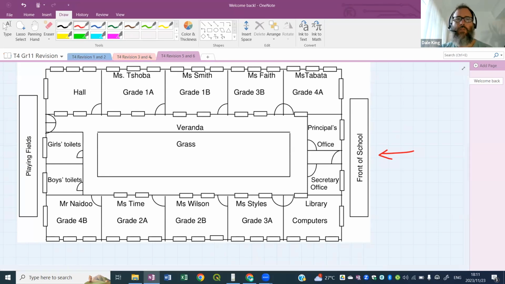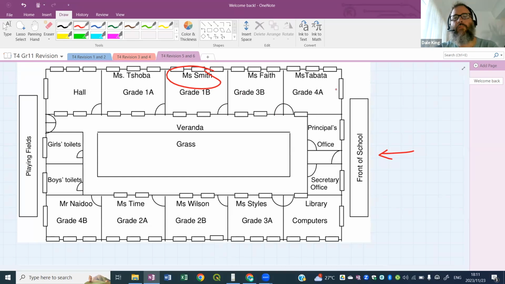All right. Well, help us out one last time here tonight. We need to give this young grade one learner directions to get to her class. Lisa has to go through the front of the school to get to Miss Smith. Miss Smith is over there, class 1B. How would you give her directions to get to Miss Smith's class?